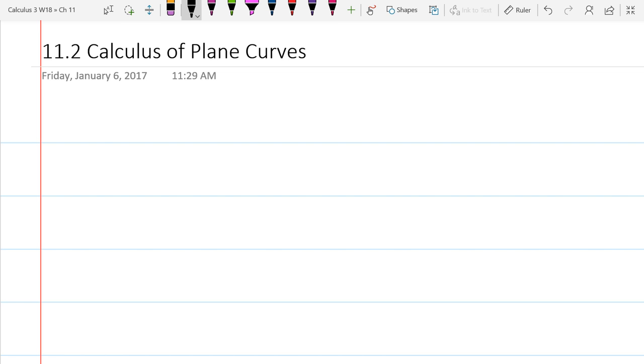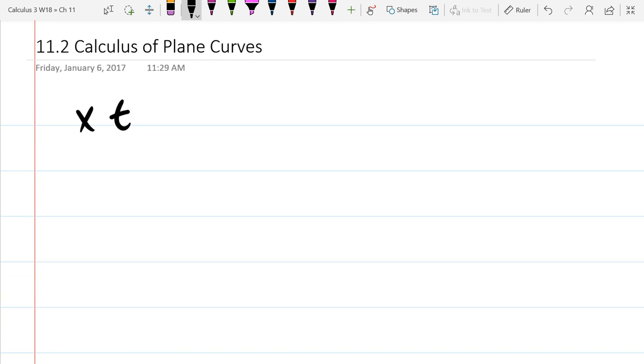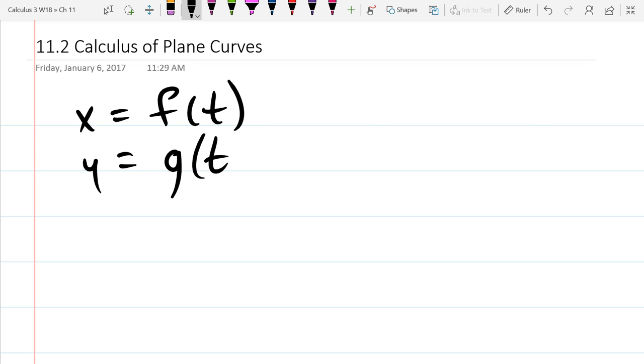So we've got a plane curve. Just like the last section, we'll have some x of t, and let me use slightly different notation. I think I used this at the beginning of the parameterized curves. The x-coordinate will be some function f, and the y-coordinate will be some other function, which we'll call g.